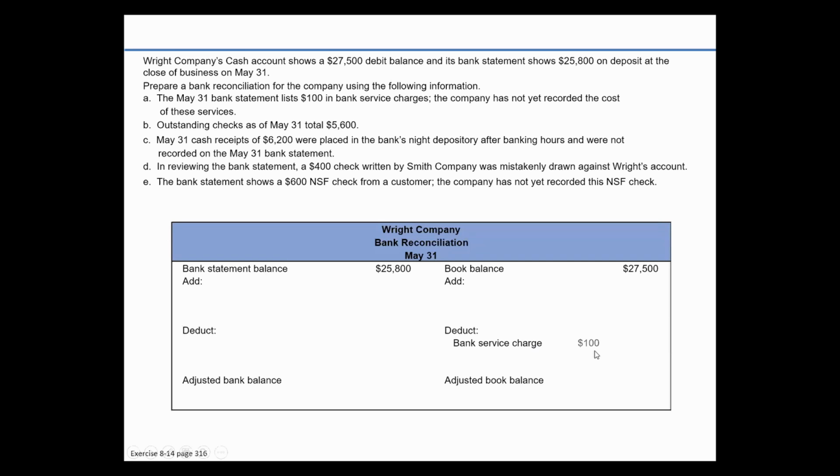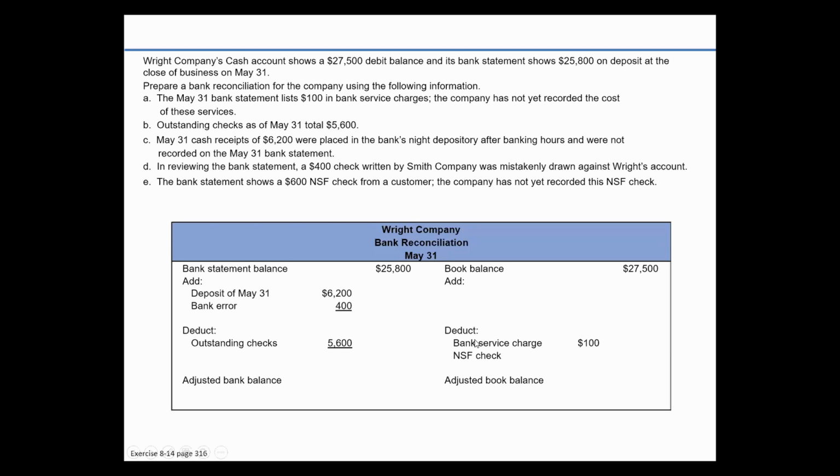So then first thing we need to do is we'll deduct our bank service charge of 100 because we haven't considered that yet in our book balance. And then we'll deduct our outstanding checks of 5,600 from our bank statement balance. And then for our bank statement balance, we'll go ahead and add the deposit that we made, but they haven't posted it yet, of 6,200. And then we'll go ahead and add back the bank error of 400 because that was taken out of our account and shouldn't have been.